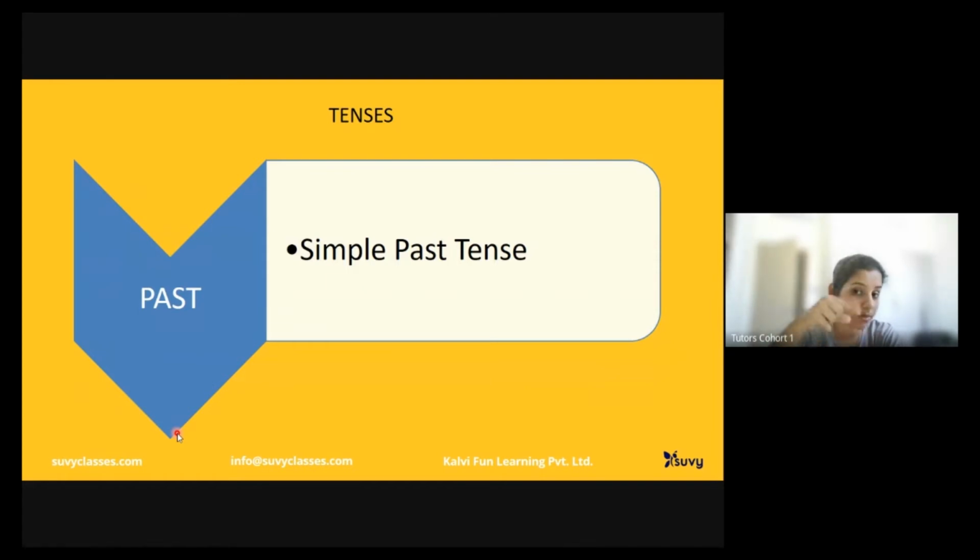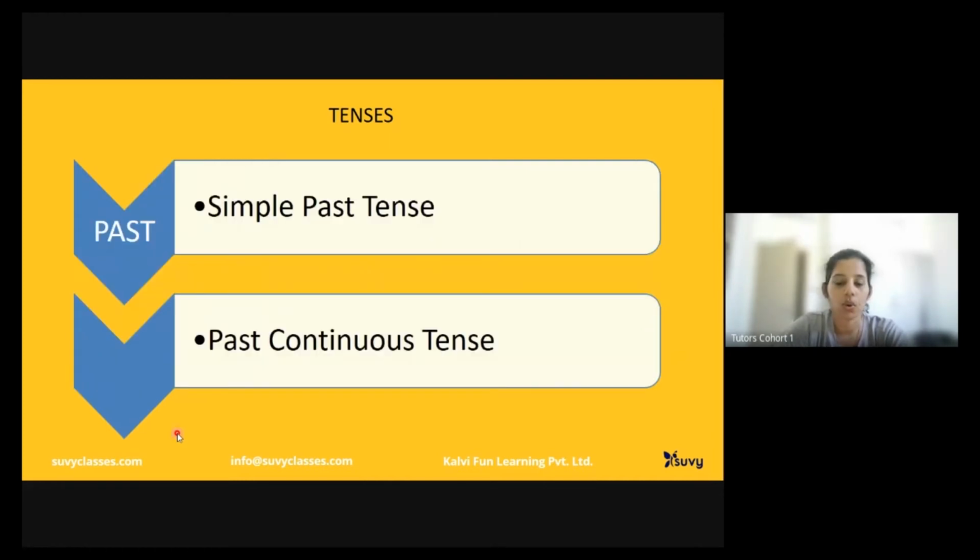Okay, now I am using a different tense, had happened. Simple past tense just tells us that some action happened during that time. So that is very clear. What is a simple past tense?